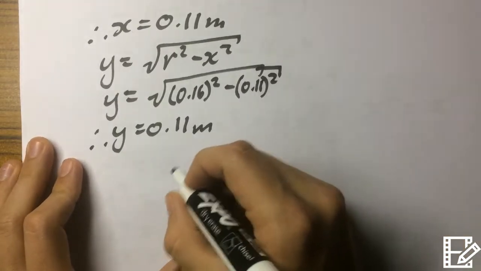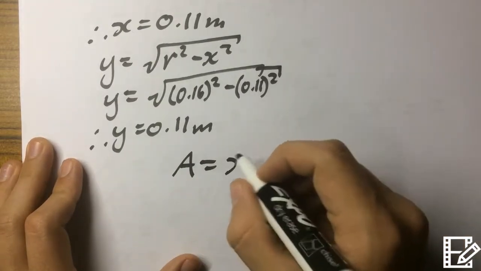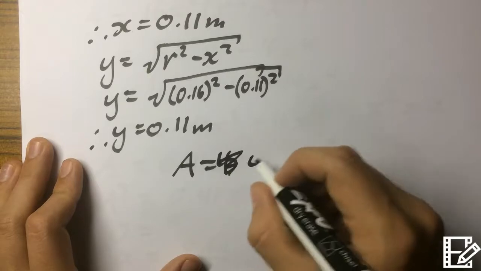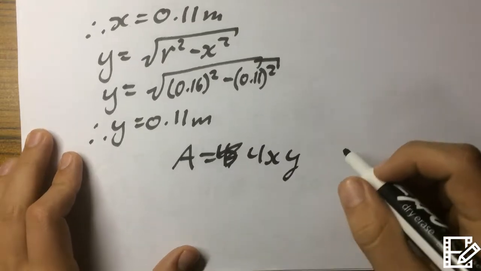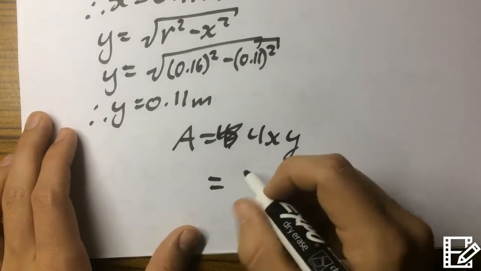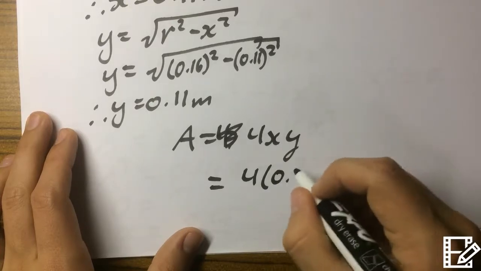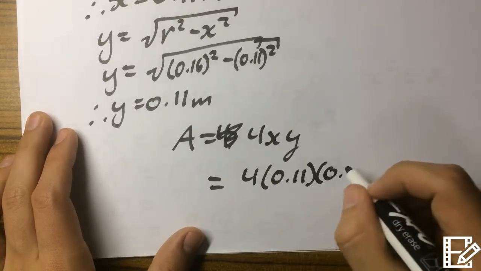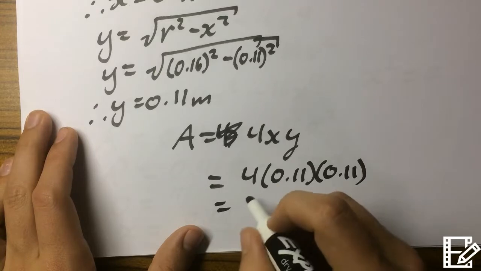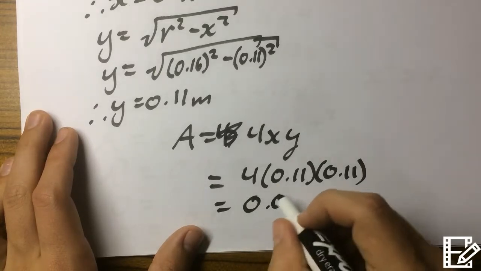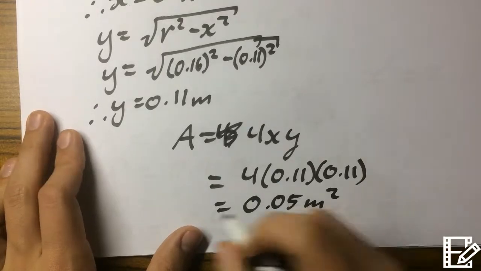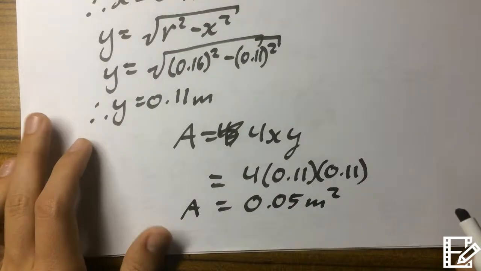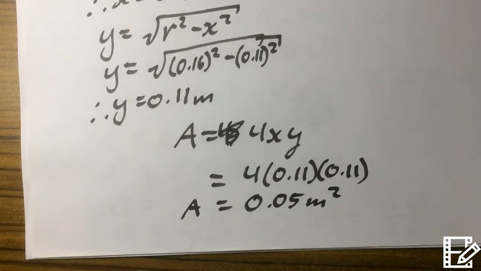And if we put this into the area formula, which we've established is 4xy, we're going to get 4 multiplied by 0.11 multiplied by 0.11. It is going to spit out 0.05 meters squared. Now you can convert that to centimeters if you want to, but I'm going to leave it there.